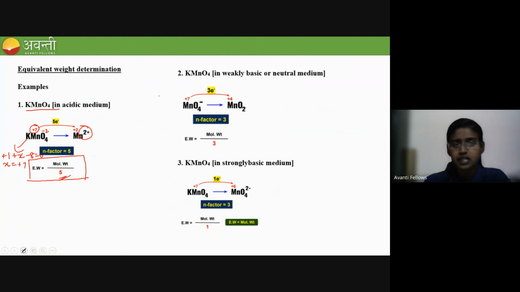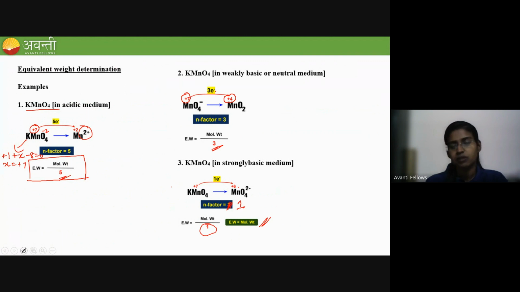And here in basic or neutral medium, you see +7 to +4 means 3 electrons. 3 is the n factor. So put 3. And in strongly basic medium, +7 to +6, only 1 electron is gained. So n factor is 1. It is not 3. It is actually 1. So n factor is 1. Molecular weight is equal to equivalent weight because the n factor is 1 in case of strongly basic medium with KMnO4.